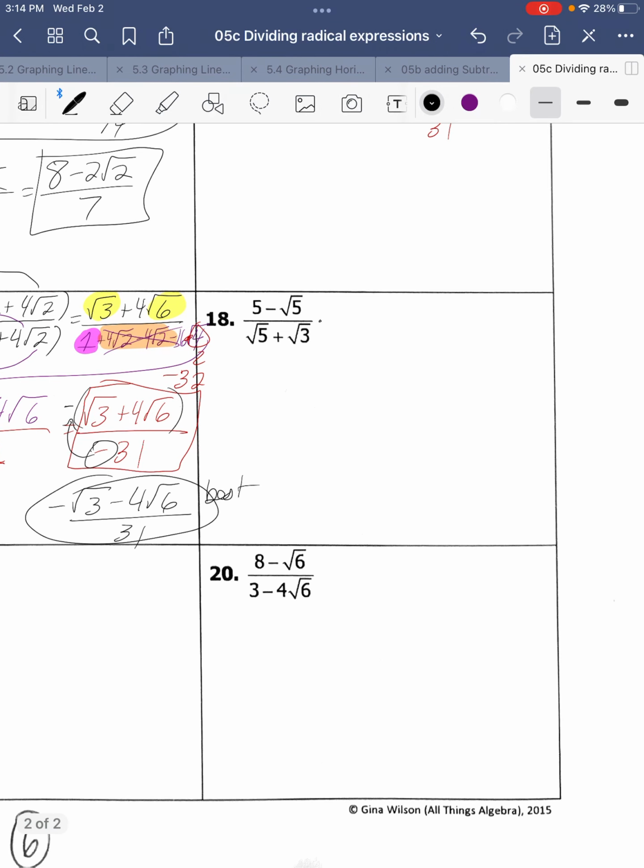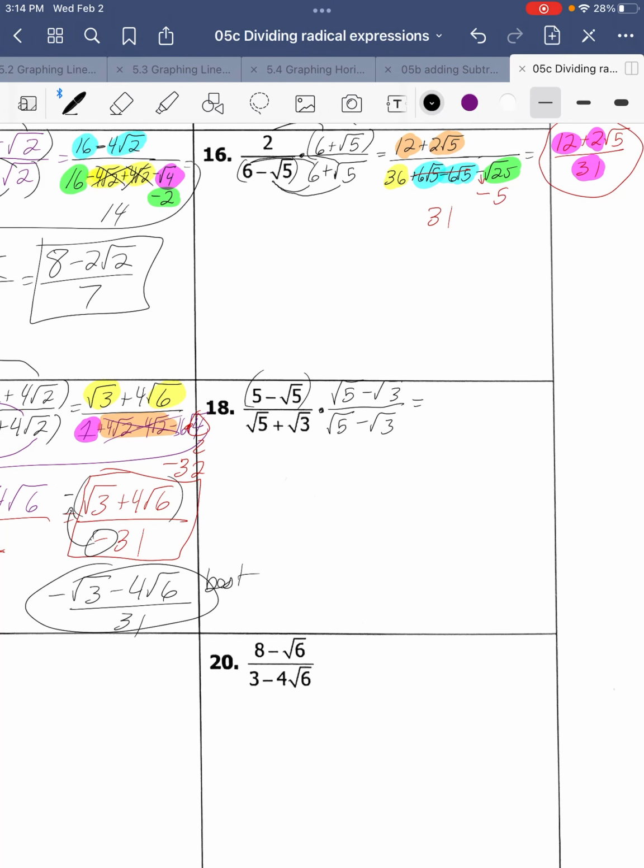All right, let's look at number 18. So we are going to multiply by square root of 5 minus square root of 3, the conjugate. We have a binomial numerator and denominator, oh my goodness. 5 times the square root of 5 is 5 square root of 5. 5 times the negative square root of 3 is a negative 5 square root of 3.